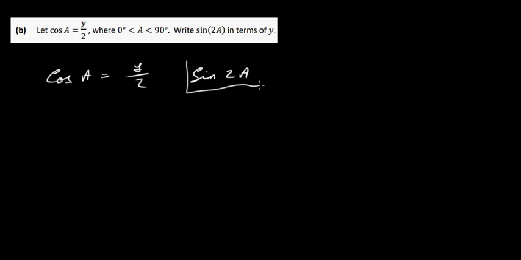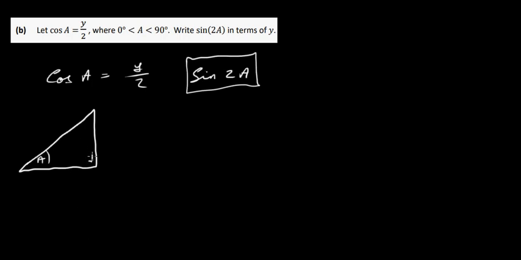Now whenever you see something like this, you should think of your trigonometric identities. This is a double angle, so we know from our tables that we can write this a different way. Let's just work out sine of A first. So we know that A here is going to be between 0 and 90 degrees. So it's an acute angle.